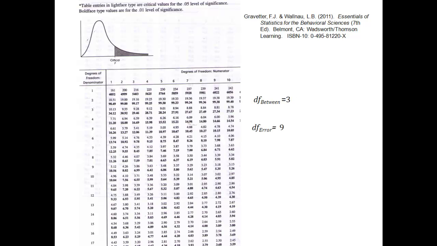And now here we are back at the F table, which is where we always end up at the end of our calculations. We know our degrees of freedom for the numerator and denominator, so that puts us here in the table, and if you put your fingers together, you end up at an F critical value of 3.86.